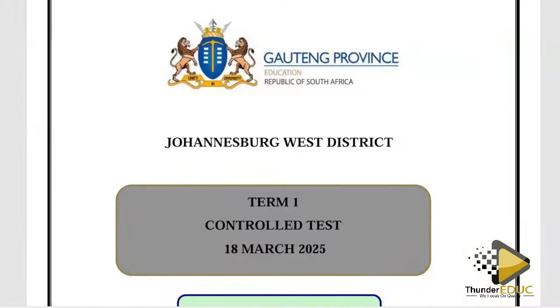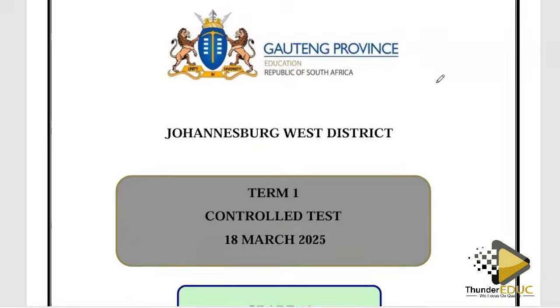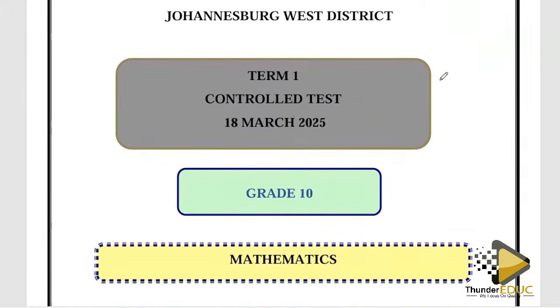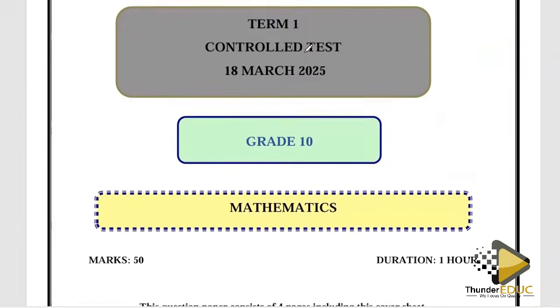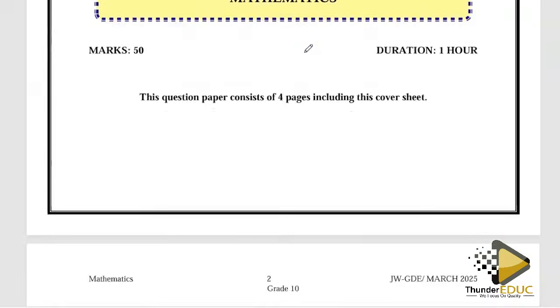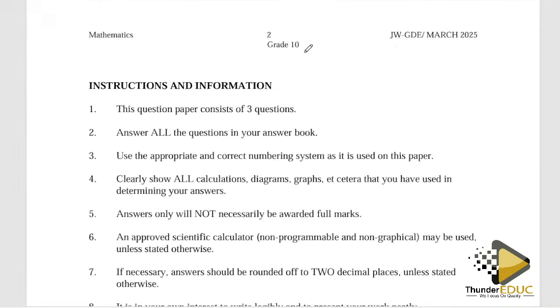Hello, welcome to yet another episode where we shall be looking at the proposed memorandum of the grade 10 mathematics term 1 test. So this paper is from Johannesburg West District, the best district so far. Looking at the instructions, we're going to have 50 marks, 1 hour. It has only 3 questions. Then you have to answer in the answer book.